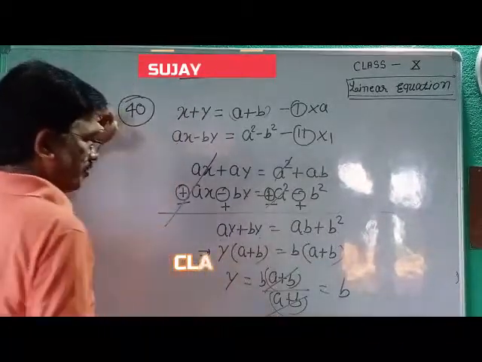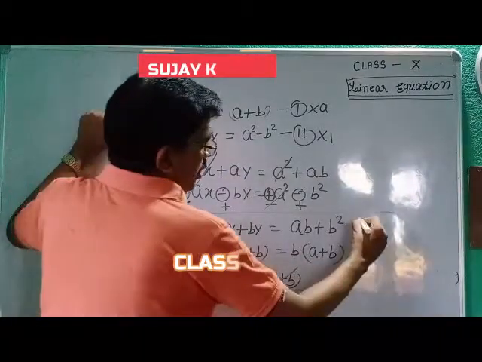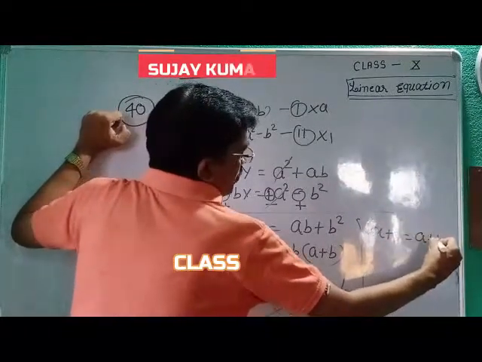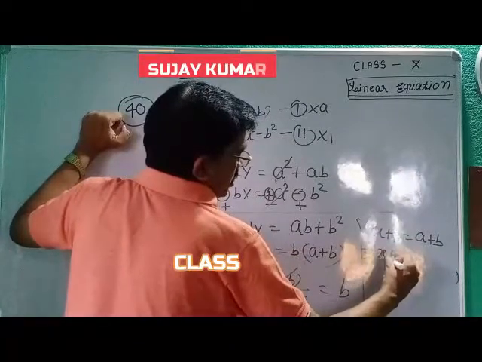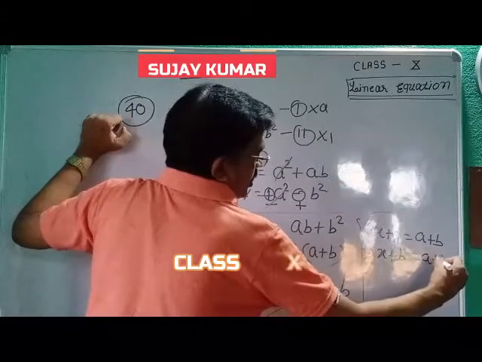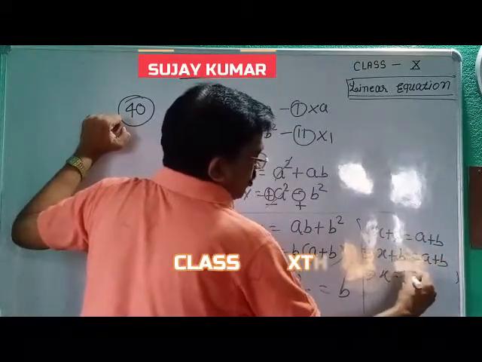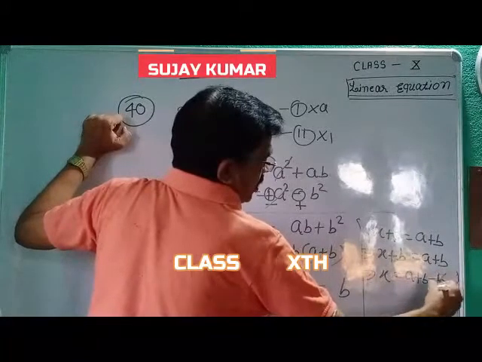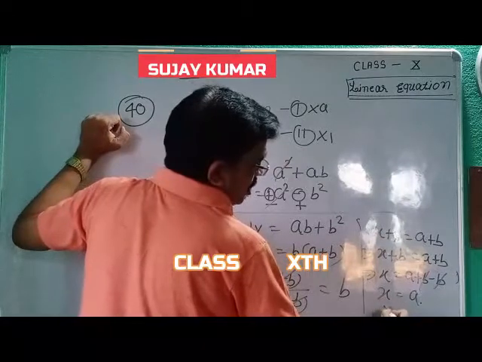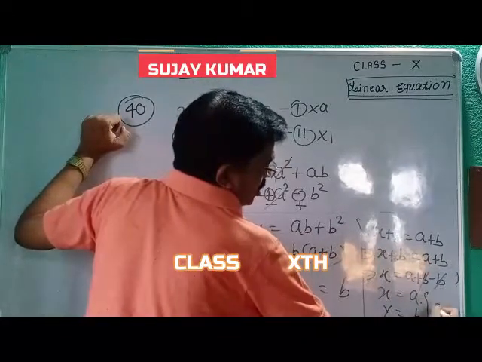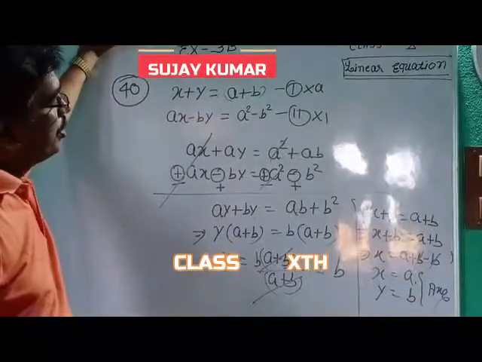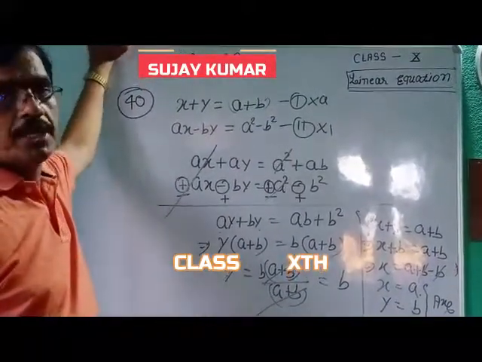So y is b. If y is b and your first equation is x plus y is equal to a plus b, here y is b, then b plus x is equal to a plus b, and x is equal to a plus b minus b. You cancel, so x is equal to a. If x is equal to a and y is equal to b, it is the solution of the equations when they are given in algebraic form. That means the coefficients are also in a and b.